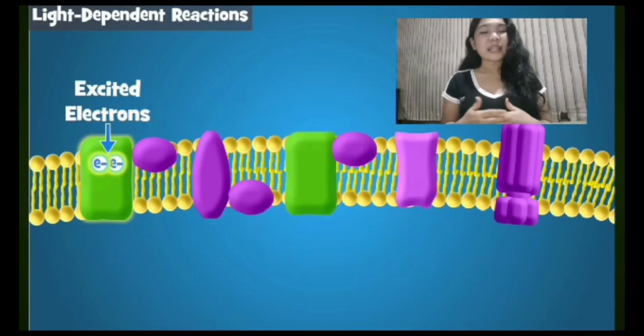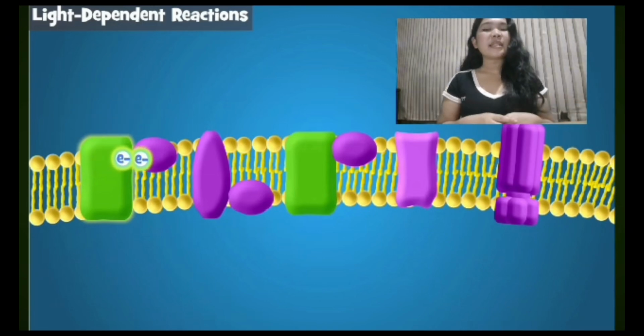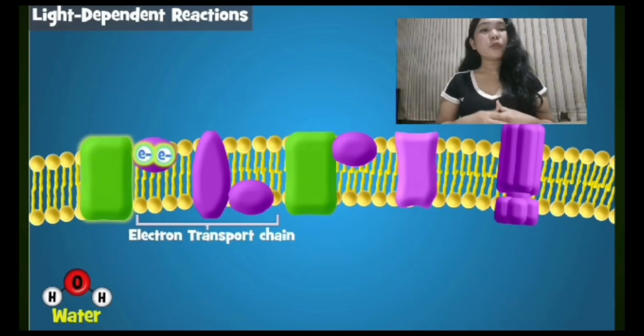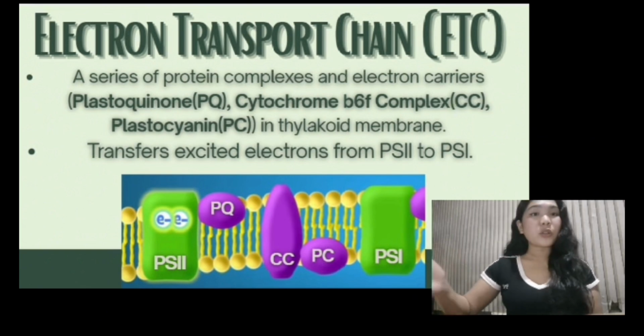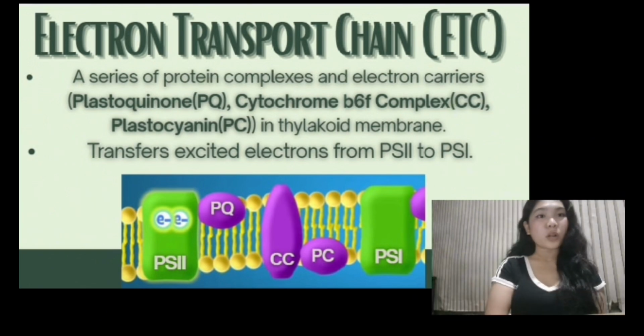These excited electrons leave chlorophyll inside photosystem 2 and move to something called an electron transport chain. The electron transport chain is a series of protein complexes and electron carriers such as plastoquinone, cytochrome complex, and plastocyanin. It is in the thylakoid membrane. It also transfers excited electrons from photosystem 2 to photosystem 1.